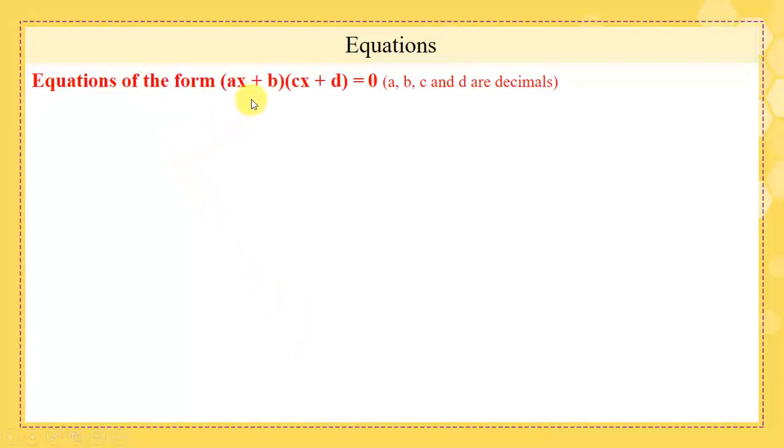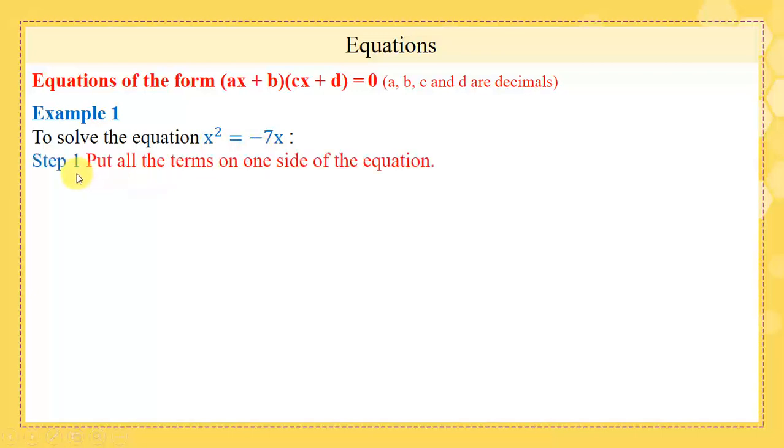Equations that can be written in the form (ax + b)(cx + d) = 0. Example 1. To solve the following equation, x² = -7x, we must do several steps. Step 1: we put all the terms on one side of the equation. We move the terms to the left side, for example, and we make the right side 0. So we get x² + 7x = 0.